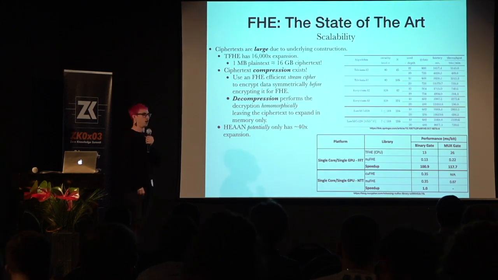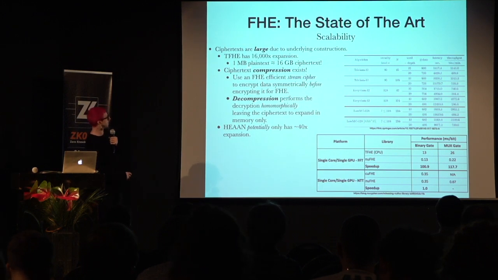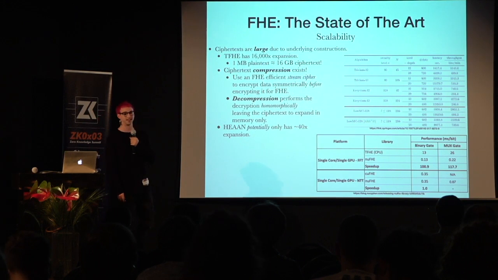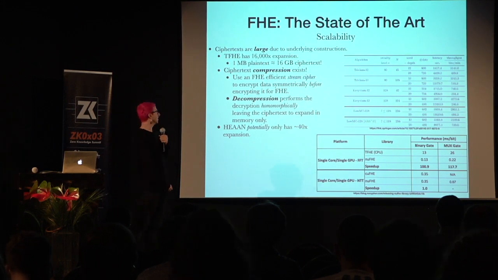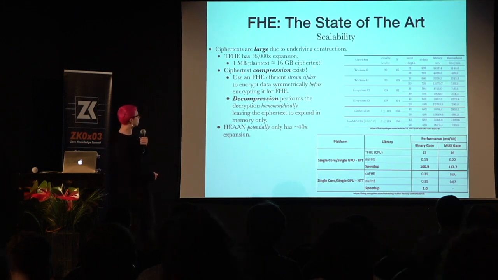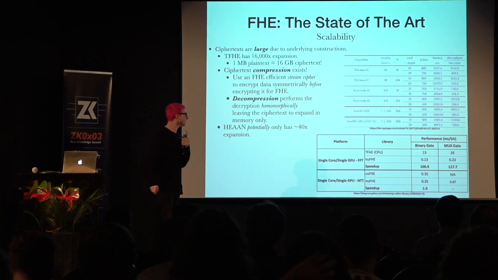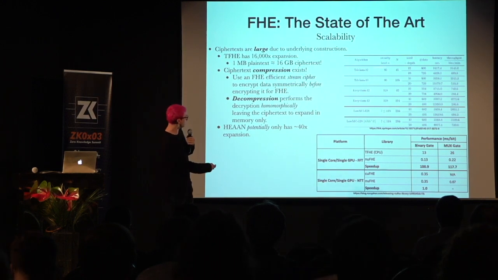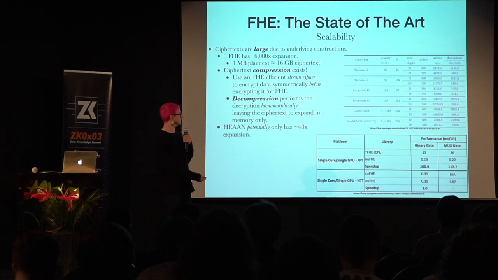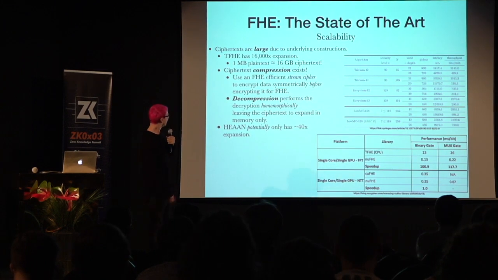Ciphertexts are extremely large. As you can see here, 1 megabyte of plaintext is approximately 16 gigabytes of ciphertext. That sucks, but all hope is not lost. Ciphertext compression also exists. I have an example of a poor graph that I pulled off of a nearly dead PDF. It looks like that.